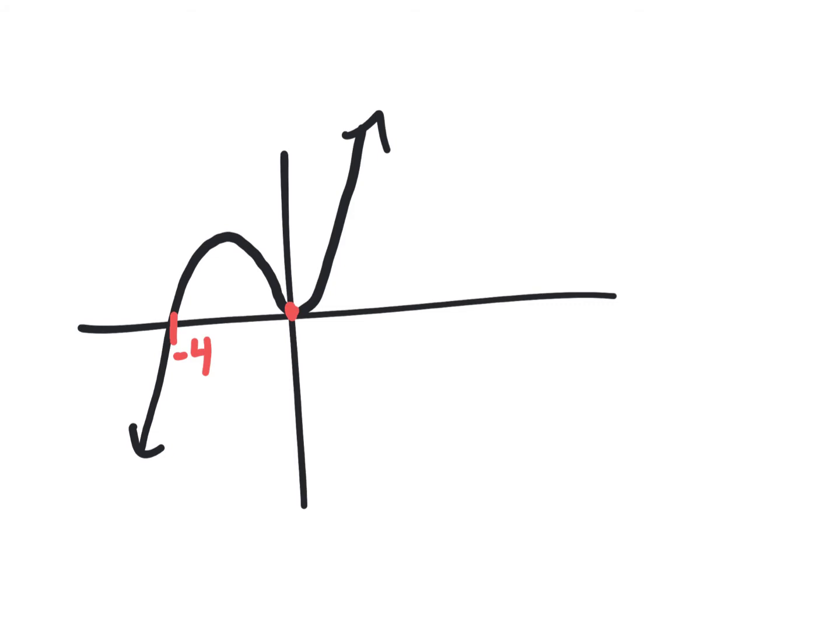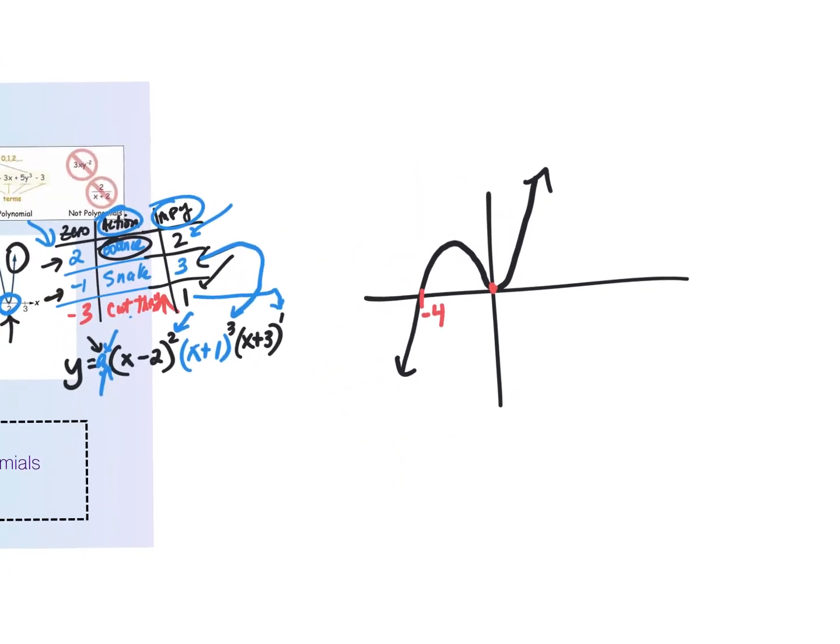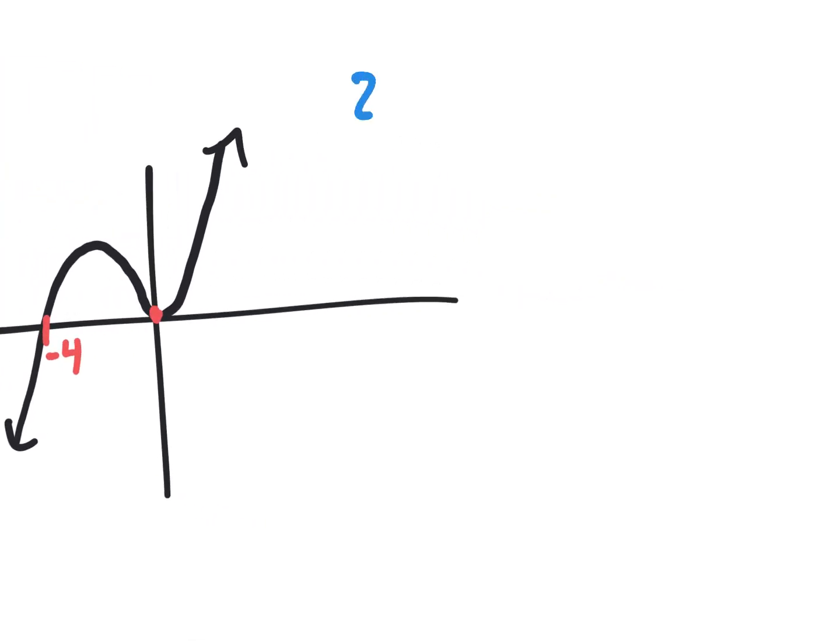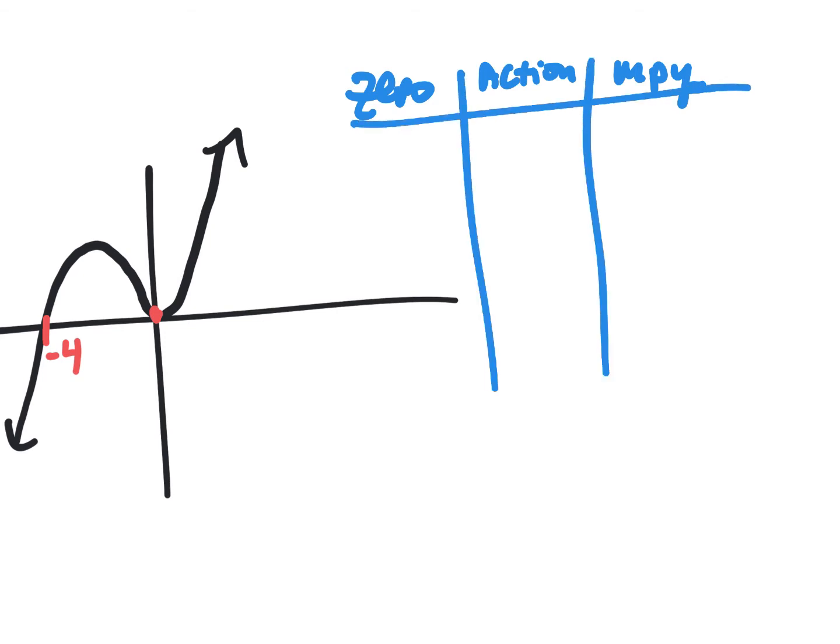As long as I don't care about the stretch factor, which I don't, you can write an equation for this. I'd also like you to make a little chart like I did for what's the 0, what's the action there, and what's the multiplicity. Multiplicity is the little power that will be on its parenthesis. Then write me the equation.